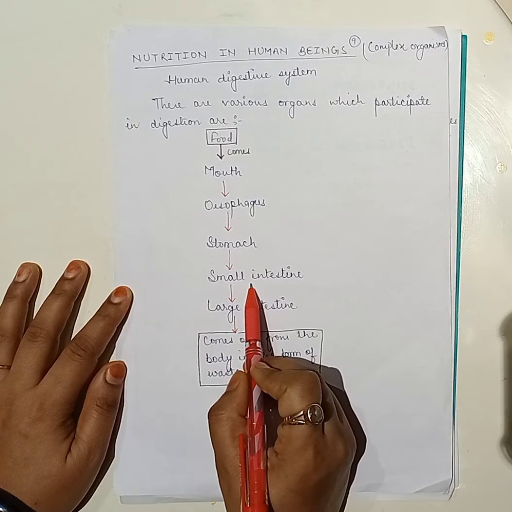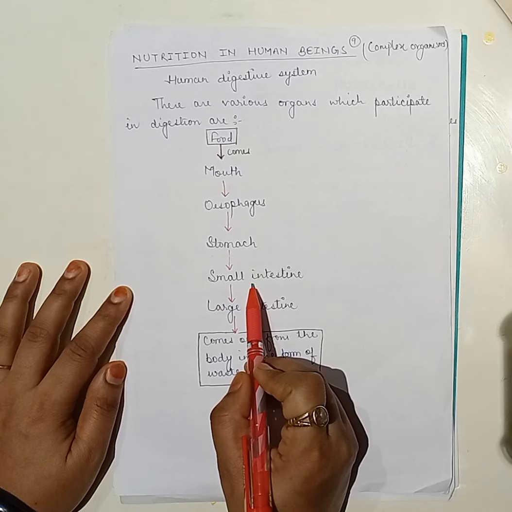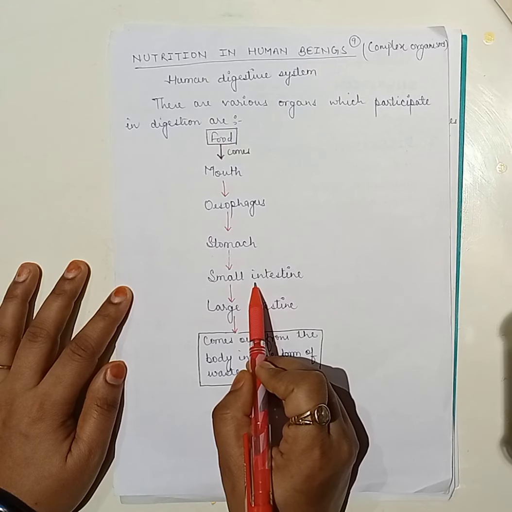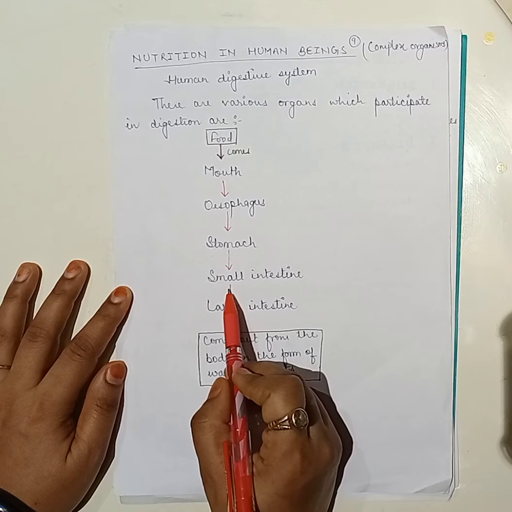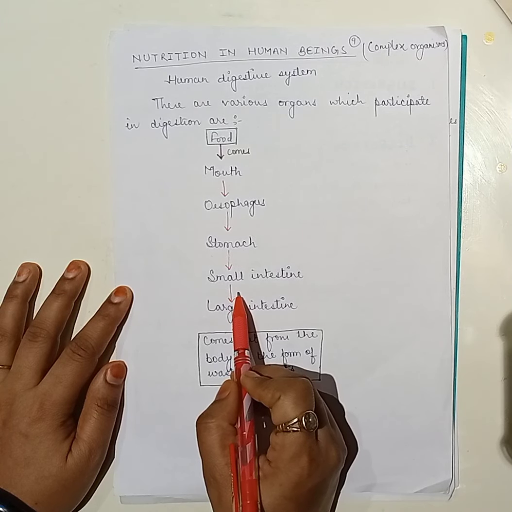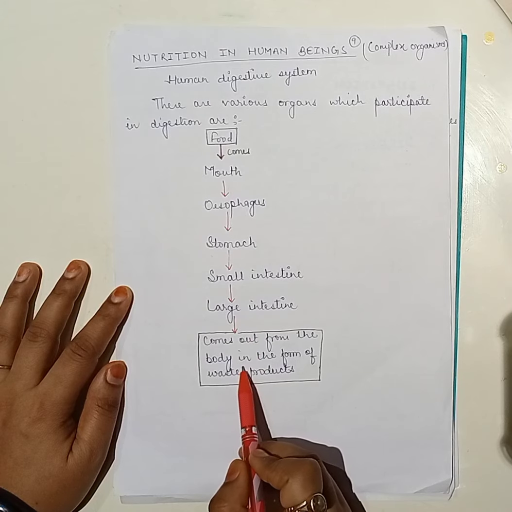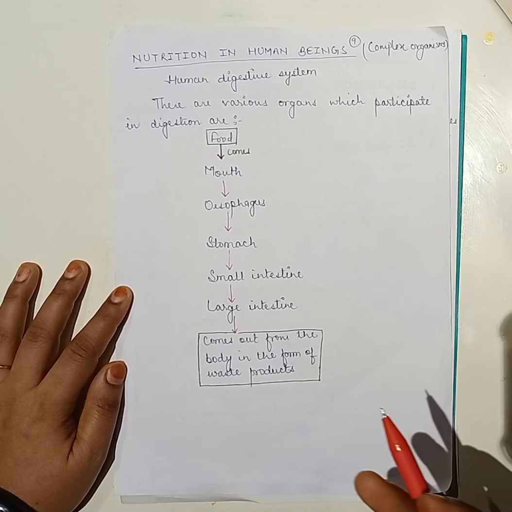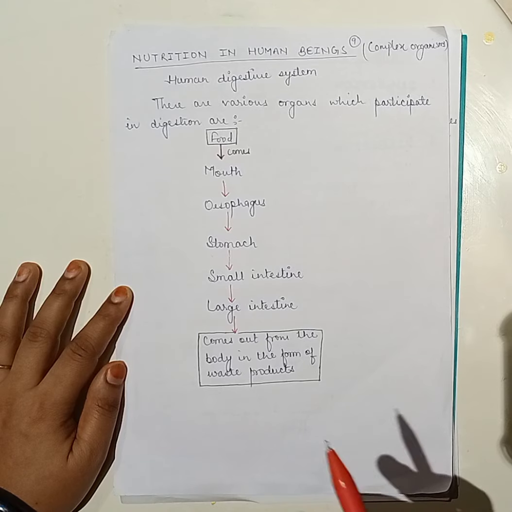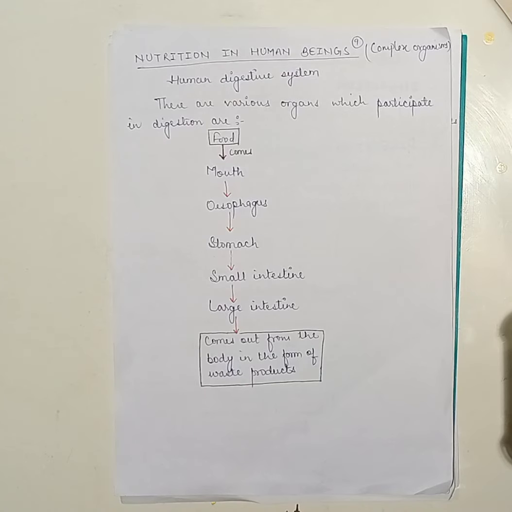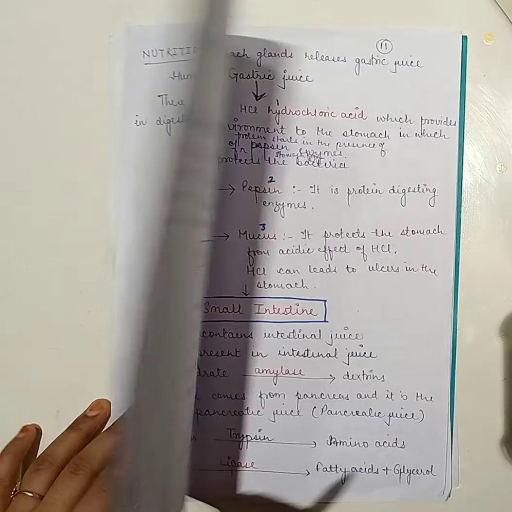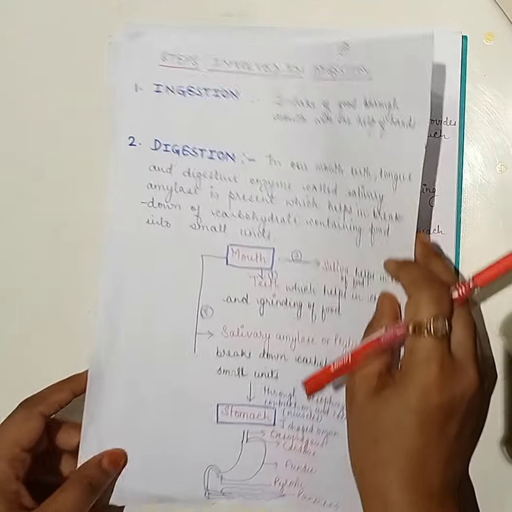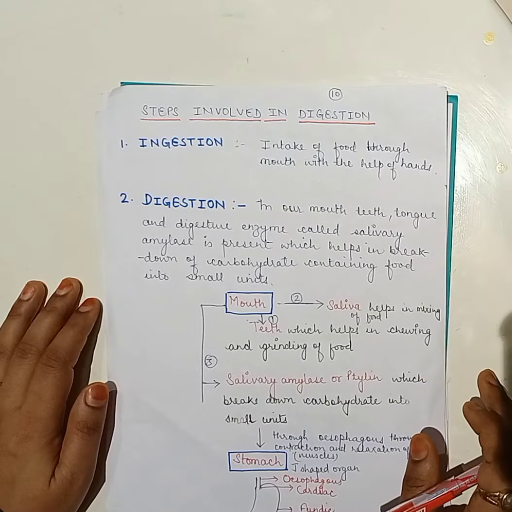From the stomach it will come to the small intestine, where the absorption and complete digestion of the food material takes place. Then from the small intestine it will come to the large intestine, and from the large intestine it comes out from the body in the form of waste products like fecal matter, urine, right? Urine comes out through the urethra, and fecal matter comes out through the anus, or the last part of the large intestine called the rectum, right?